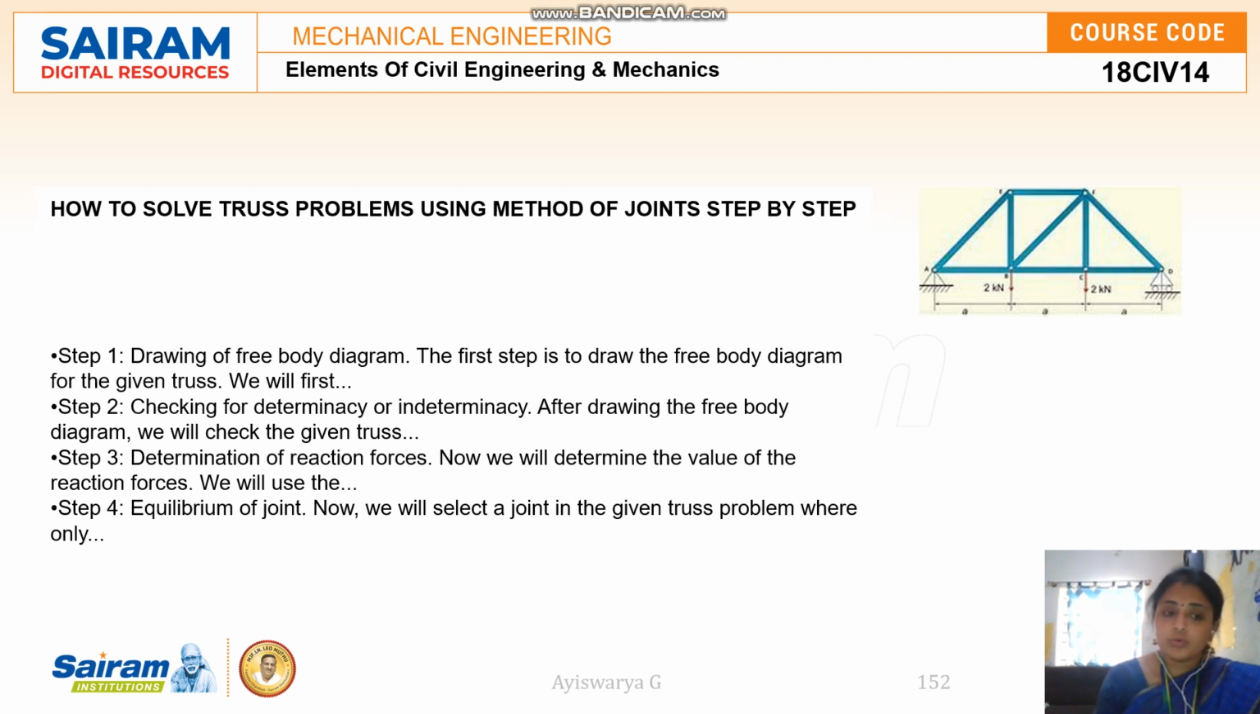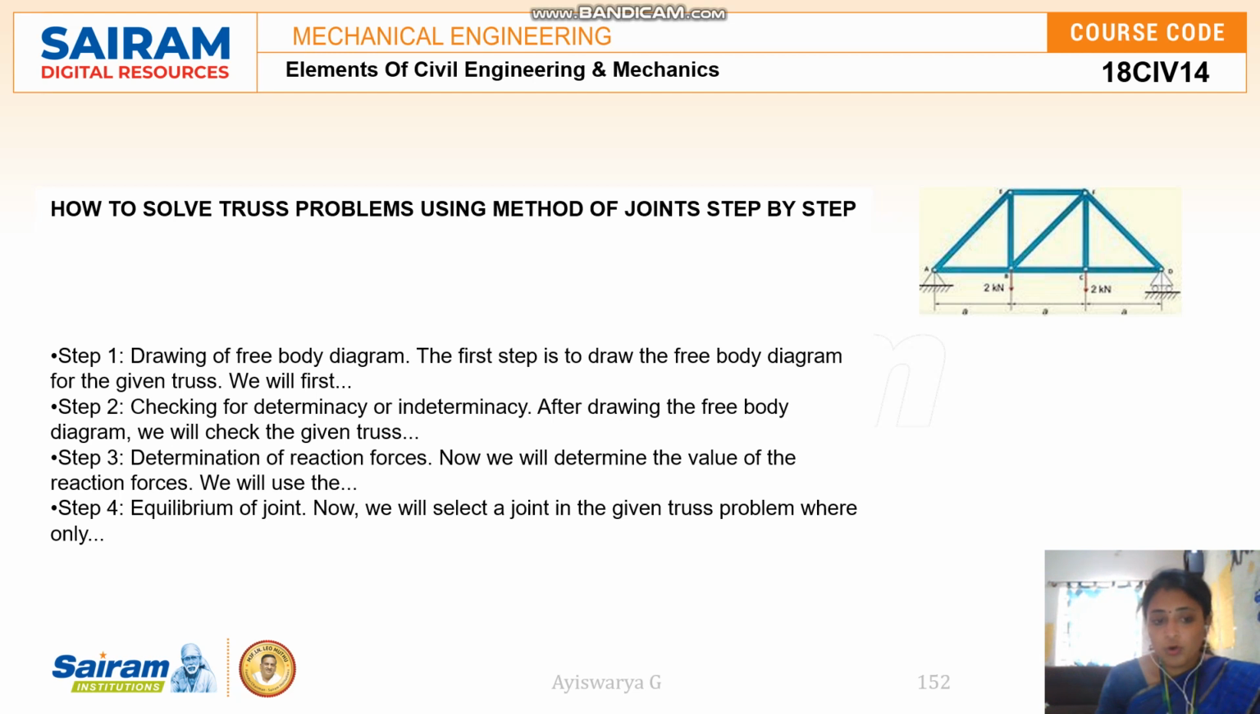In step number 2, you need to check for determinacy or indeterminacy. After drawing the free body diagram, you need to check whether you can take a particular joint first. For example, if you have the support reaction, you can start there, since with at least one known force you can find all the unknown forces. Step number 3 is determination of reaction forces. Now we will determine the value of the reactions first, and then go for solving the numerical.